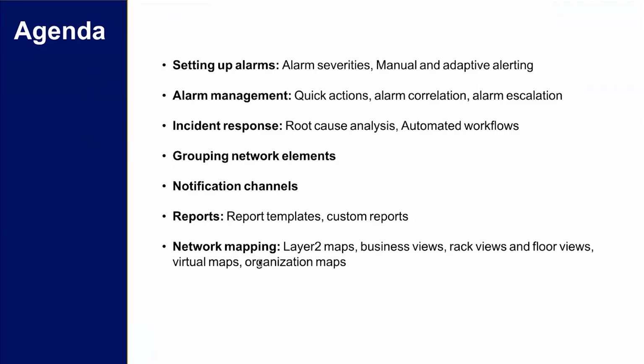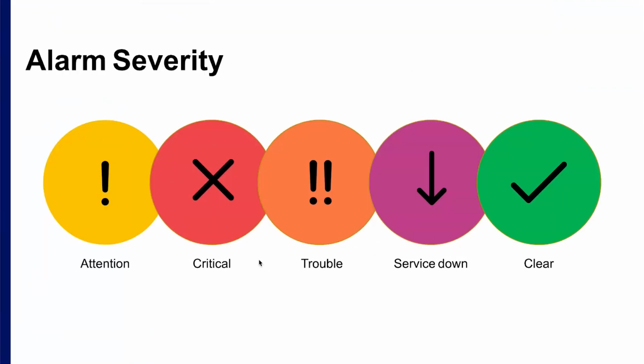So let's get started. Alarms will inform you instantly if something goes wrong in your network so that you can take immediate corrective action. Here is a visual representation of the severity levels in OpManager Plus. OpManager Plus supports 4 severity levels, and in addition, there's a 5th severity level, which is for all clear. The 4 of them indicate something that is wrong with your devices or your interfaces, while the 5th one conveys that everything has been sorted out.